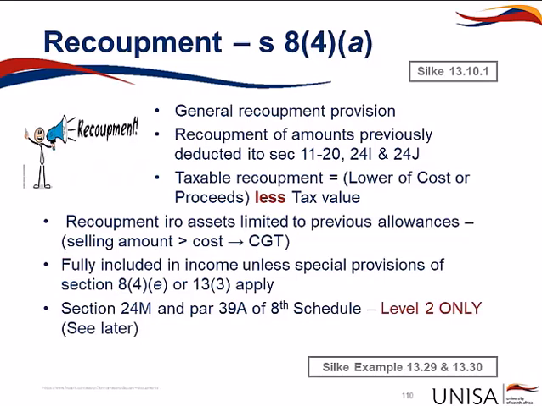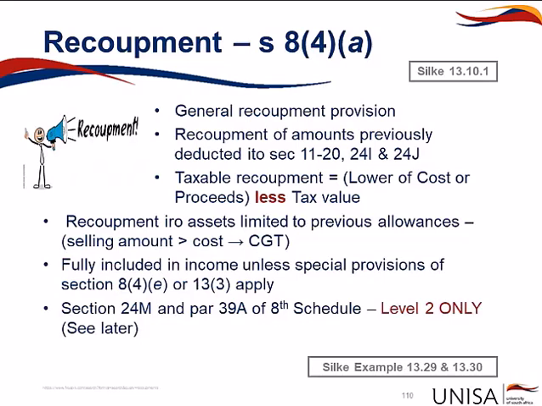Section 84A deals with the general recoupment provision. The recoupment of amounts that were previously deducted in terms of sections 11 to 20, as well as 24I and 24J. How do we calculate what the taxable recoupment is? Well, we need to take the lesser of the cost or the proceeds in the sale of this asset, less the tax value. Remember, the tax value will be the difference between the cost and any allowances that we've already claimed. Recoupment in respect of assets is limited to previous allowances, so we don't have to pay back in essence more than what we got as a deduction.